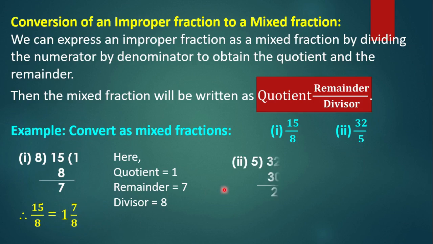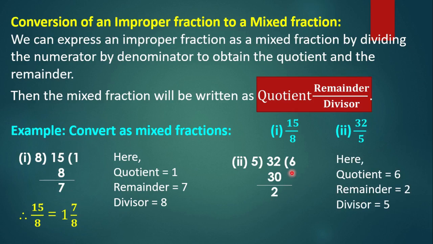Let's see the second one. 32 divided by 5. How many times will 5 go? 5 sixes are 30. Then what is the remainder? 2. So again the quotient is 6, the remainder is 2, the divisor is 5. So quotient 6, remainder in the numerator 2, divisor in the denominator. So 6 2/5. The denominator remains the same. So 6 2/5 is the mixed fraction of 32/5. So this is the way we convert an improper fraction to a mixed fraction.